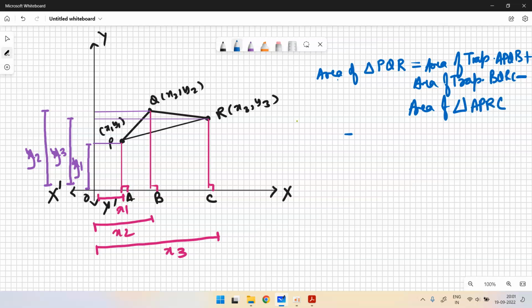Now what is the area of trapezium? The area of a trapezium is the sum of parallel sides into height by 2. So what is APQB? The parallel sides are AP and QB, and the height is AB. So half into the sum of parallel sides, AP plus QB, into AB.